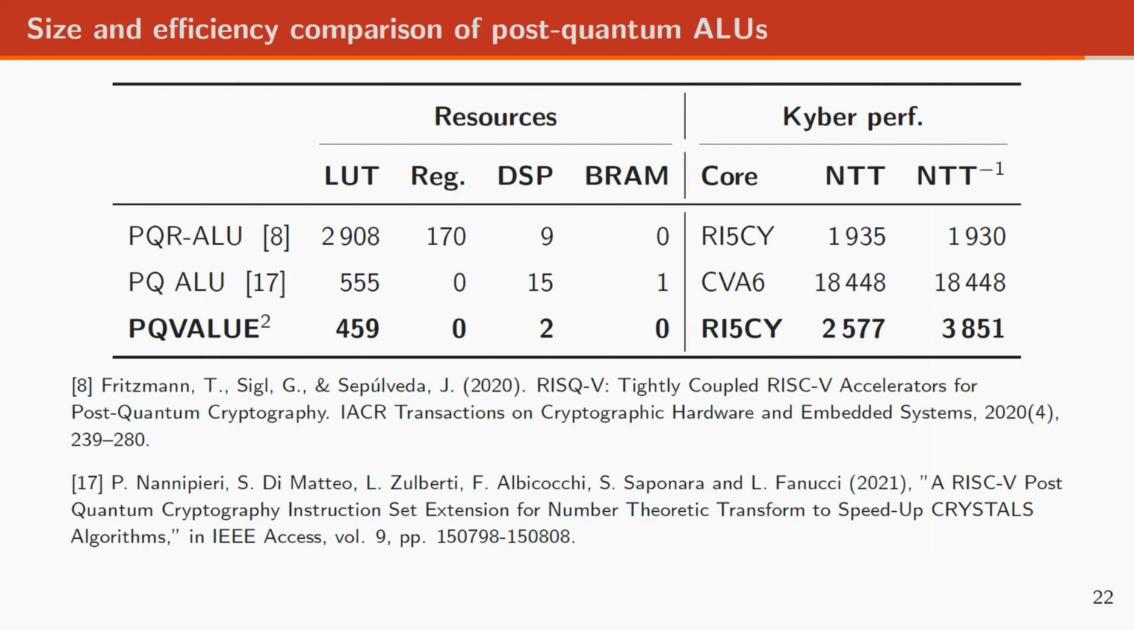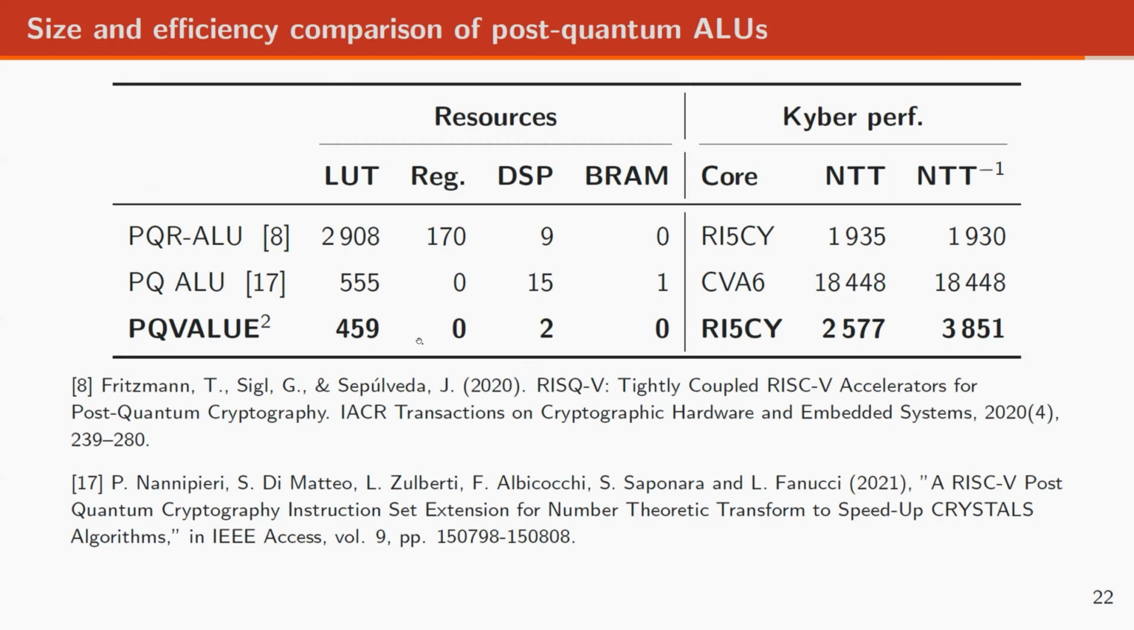Okay, let's also compare. We can compare with 2 other works. One was already mentioned during the PhD talk: Fritzmann and Toll, the PQ.V.ALU.E. They also used PULPino. Their difference is that they put it at the decode stage, and they managed to increase the total frequency of the clock, but they don't support Dilithium, they support Kyber. And this work by Nannipieri et al. supports both schemes, both Dilithium and Kyber, in 2 different ALUs, but they target a different core. They target the CVA6, a 6-stage pipeline RISC-V core.